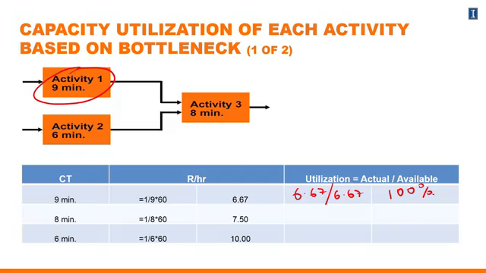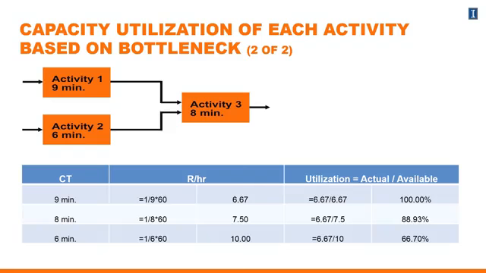And then we will look at the next task. It is actually making 6.67 units per hour when it can make 7.5. So the capacity utilization based on that is going to be 88.93, close to 89%. Similarly, when we go to activity number 2, which is taking 6 minutes of cycle time, we're going to say that it is 6.67 divided by its potential flow rate of 10. So 6.67 divided by 10 gives us 66.7% capacity utilization.